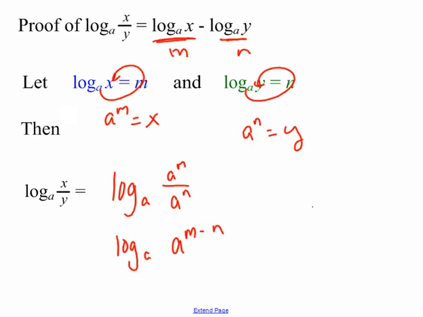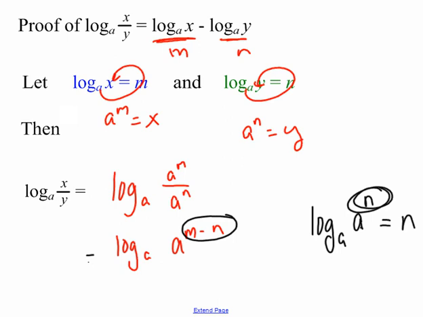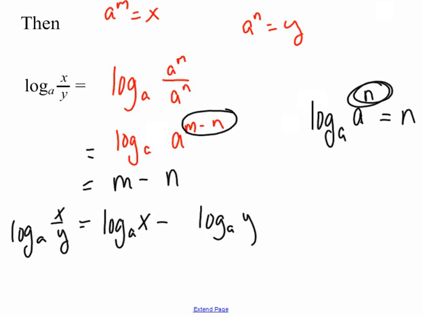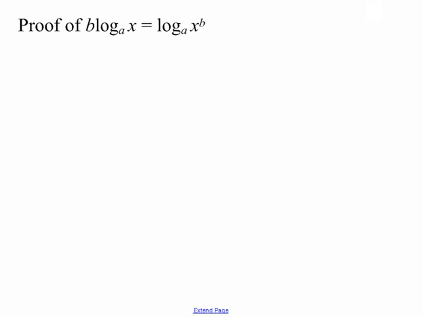I'm going to use my exponent rules that we learned. If I'm dividing with the same base, I just go ahead and subtract my exponents. And then again, from our property we learned a while ago, log base a of a to the n is just going to be n. So that's just going to be equal to m minus n. And we called m log base a of x, and we called n log base a of y. And so we have proved that log base a of x over y is the same thing as taking the difference of the logs.